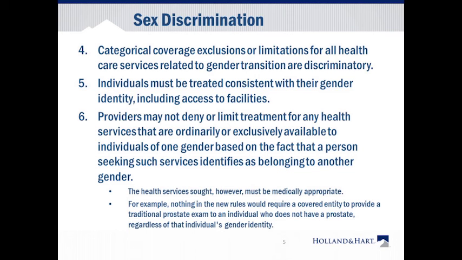Number 5, individuals must be treated consistent with their gender identity, including access to facilities. 6, providers may not deny or limit treatment for any health services that are ordinarily or exclusively available to individuals of one gender based on the fact that a person seeking such services identifies as belonging to another gender. This means that no matter how a person identifies themselves, we cannot deny or limit treatment.